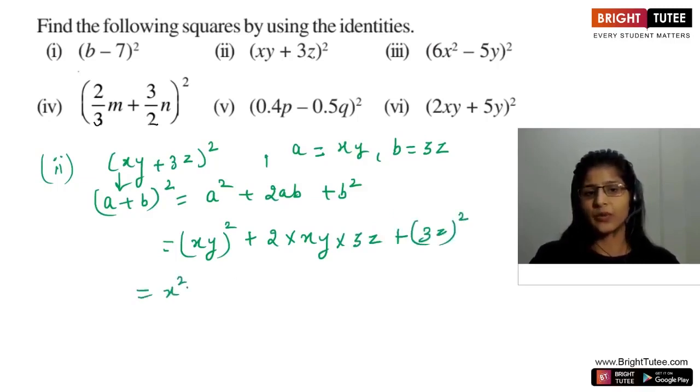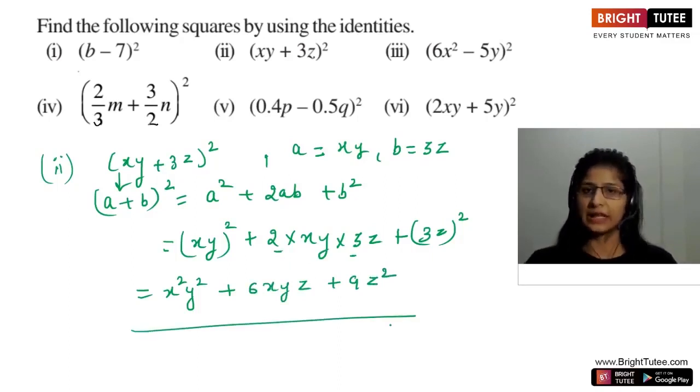So we get x square y square. Okay, let us multiply this. It is 2 and it is 3. 2 into 3 gives us 6 xyz. Plus 3 square is 9. Square of z is z square. So this would be the answer of the second part. Right? So it is on you to identify which is the suitable identity that we have to use, and then you should remember the identity also to apply it quickly to the question.